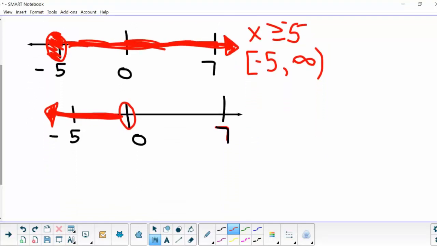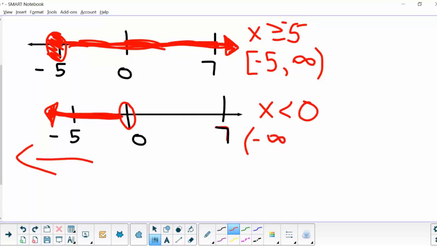This last one here, we want to write that as an inequality. x is less than 0, right? Because it goes forever to the left. Now, if we want to write this in interval notation, notice it goes forever into the negatives. So we're going to negative infinity first. So parenthesis, negative infinity, and we go up to 0. And I use a parenthesis on the 0 to show that we don't include 0. So hopefully that makes sense.